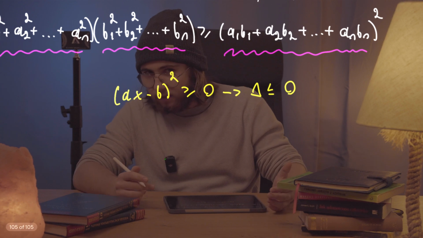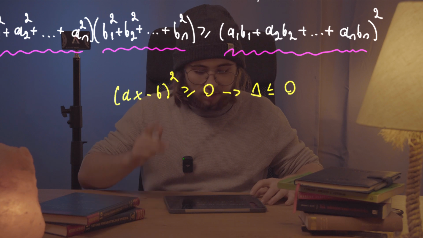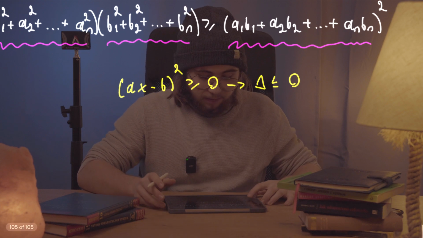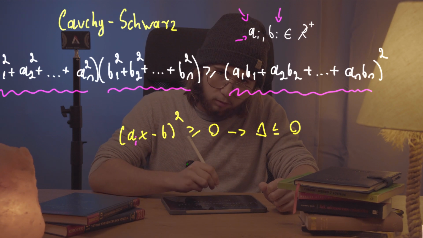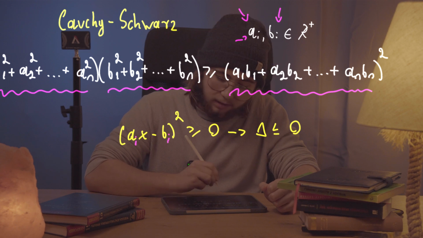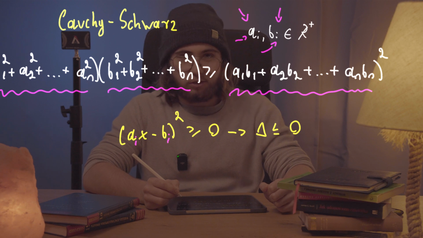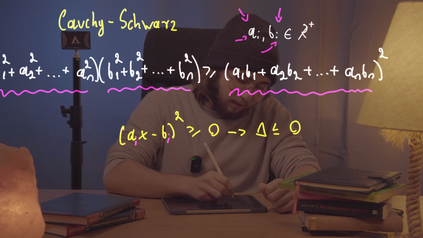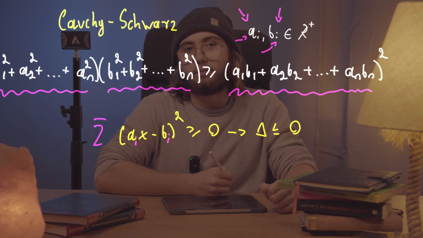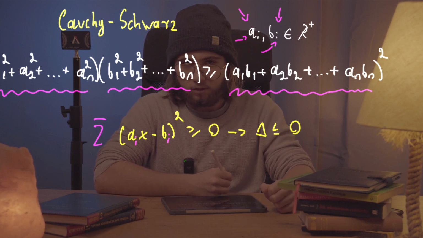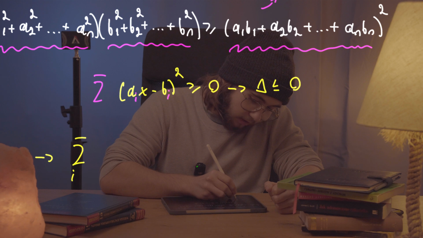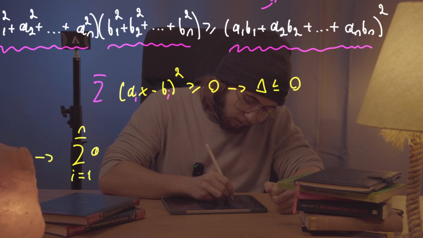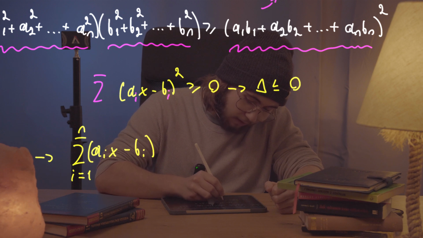I mean, can we even use this kind of fact here to prove the Cauchy-Schwarz inequality? Yes, we can. Let's replace this a right here with some ai from our sequence of positive real numbers, and this b with bi's, also from one of our sequences of positive real numbers. And now let's take a sum over all of those terms of those sequences. So what we'll end up with is a sum from i equal to 1 up to n of ai's multiplied by x and then minus bi's, and then everything squared.